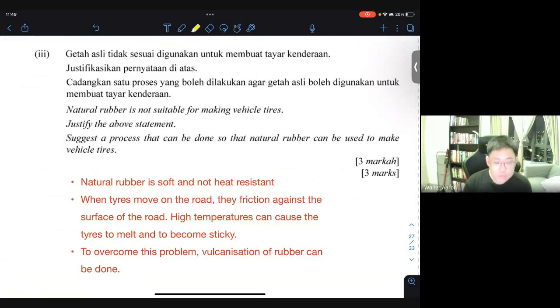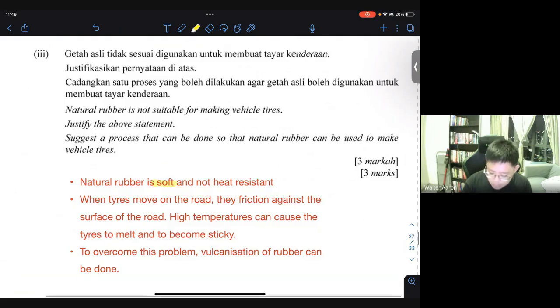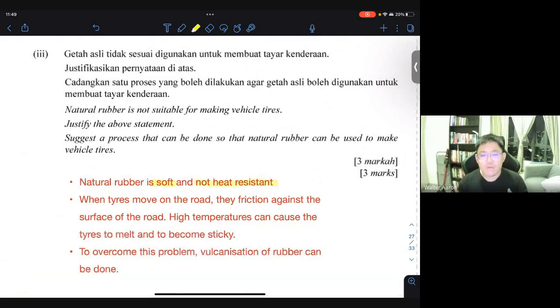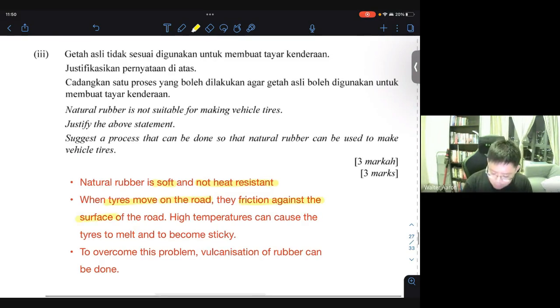So first and foremost, natural rubber is soft. And the worst of all, it is not heat resistant. When you drive your car on the road, the tires must go on the surface of the road and friction against the road. That creates heat. When heat is created, the tires, if made of natural rubber, will start to melt. So I say over here, when tires move on the road, they friction against the surface of the road.